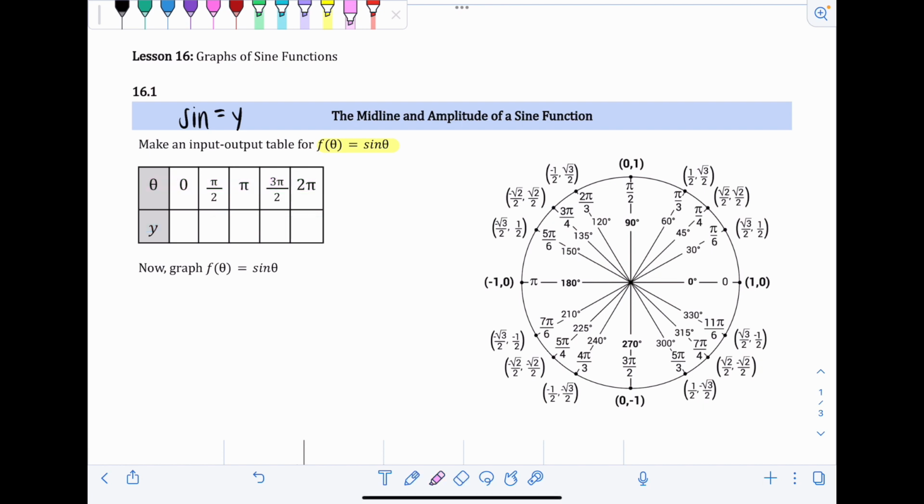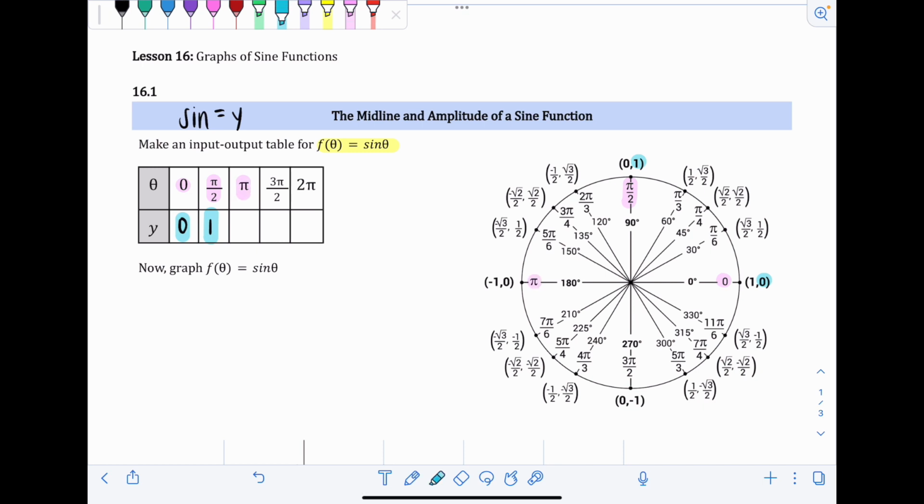So the first one is an angle of 0 radians, which is right here. And then we take the y-coordinate from that point, which is 0. So we put a 0 right here. And then the next angle is pi over 2, which is right here. We're taking sine, so we'll be specifically looking for the y-coordinate, which was 1 right there, so we'll put a 1 right there.